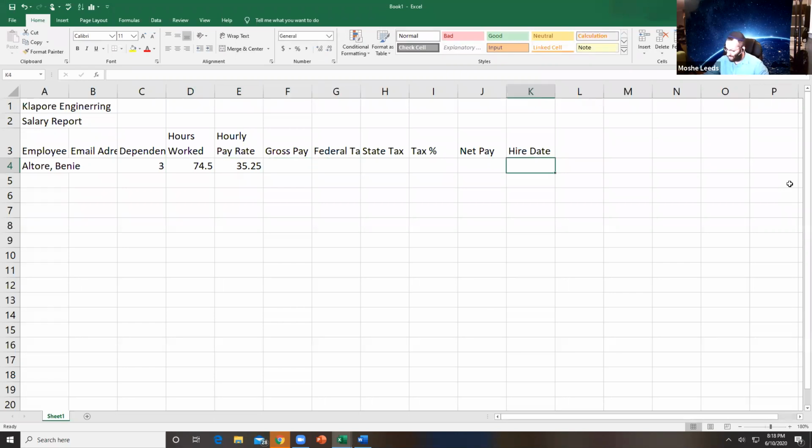And I'm going to do 9, or you could do like this, 09-05-2010, press enter, and there you go.